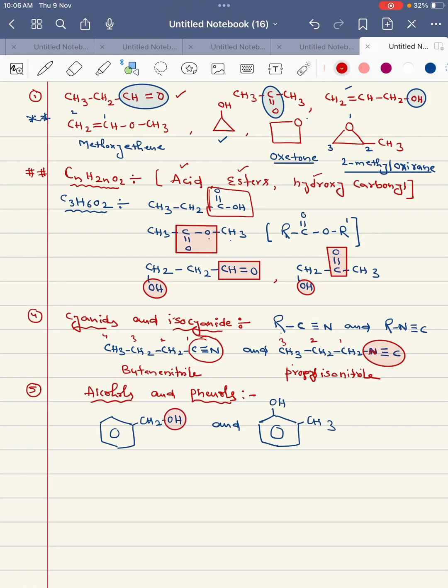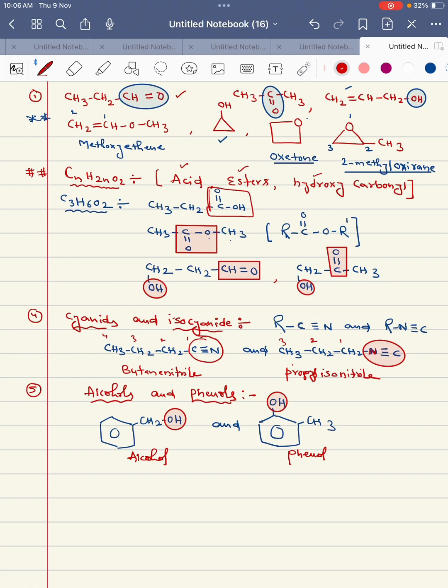The OH group is not attached directly to the aromatic ring. It is attached to the aliphatic carbon, so it is called alcohol. Now you see that this OH group is directly attached to the aromatic ring, so it is called phenol. This compound is called phenol, and this compound is called alcohol.